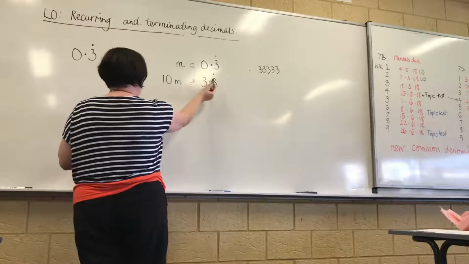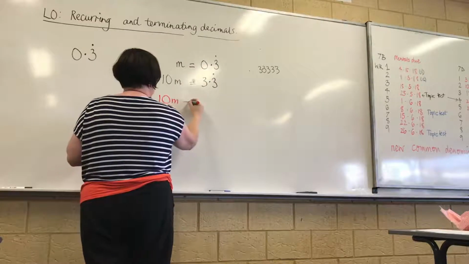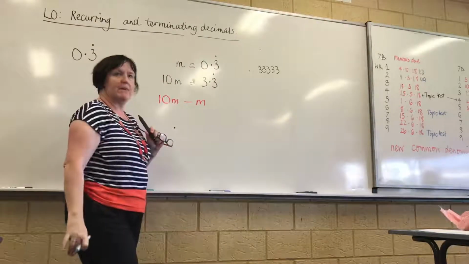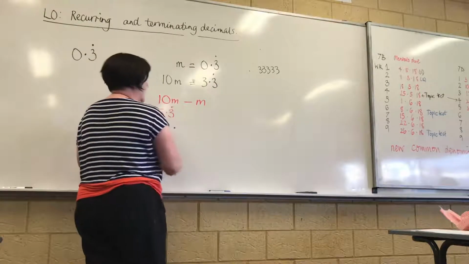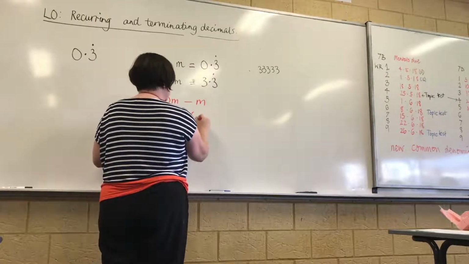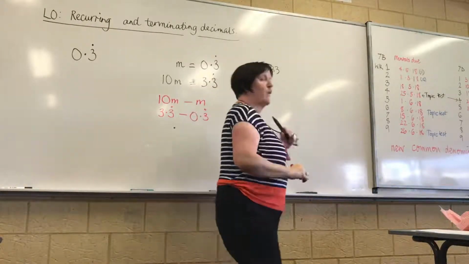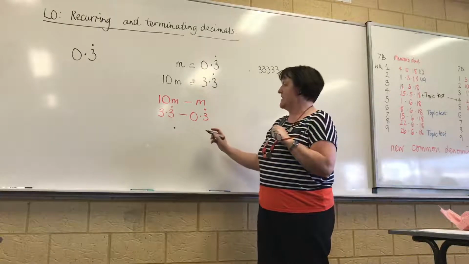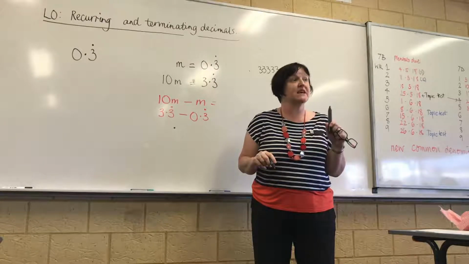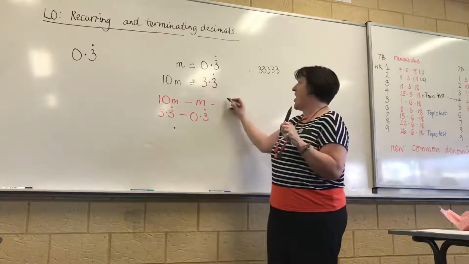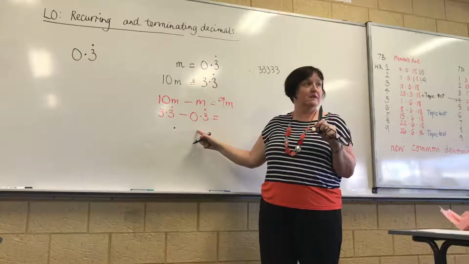If that is 10m, what I'm going to do now is 10m subtract m. So 10m is 3.3 recurring, m is 0.3 recurring. What is then 10m take m? Algebraically, what is it? It's 9m. Okay, and what's this? 3.